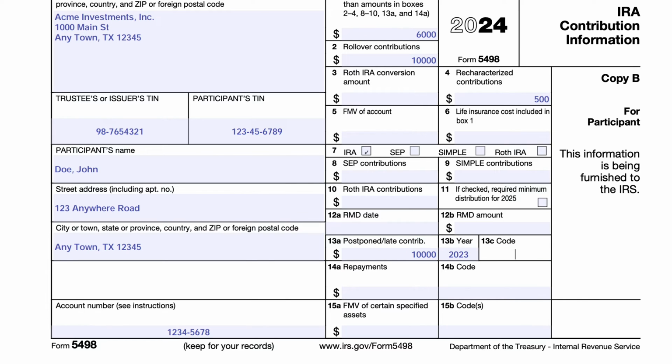So let's say that you were in a federally declared disaster area and your postponed contribution was due to an extension of that due date because you were in a qualified designated disaster area. You would have a code of FD next to that, which means you made a late contribution or a postponed contribution and it was fine because you were in a declared disaster area.